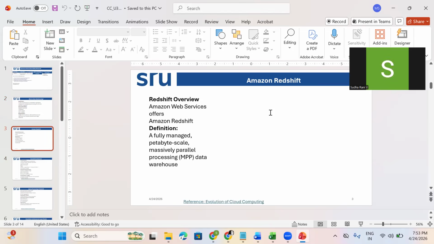Coming to the data warehouses, Amazon Redshift. Amazon Web Services, that is AWS, offers Amazon Redshift, a fully managed, petabyte-scale, massively parallel processing, that is MPP, data warehouse. So Redshift is the Amazon cloud data warehouse.